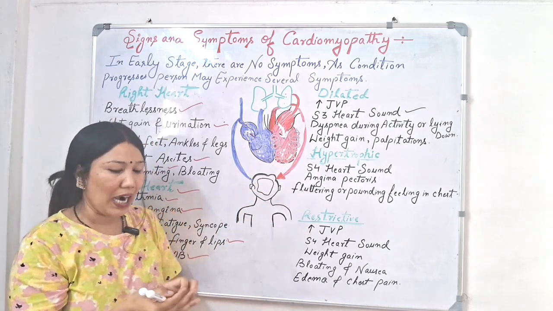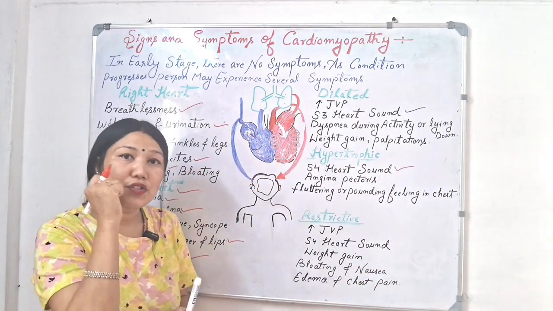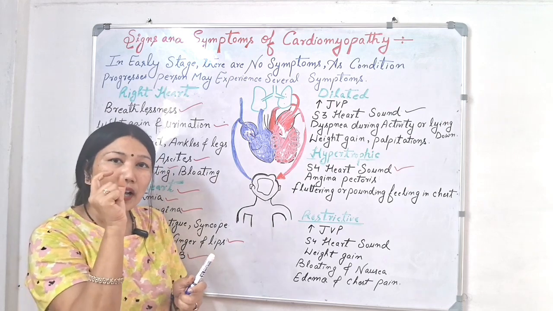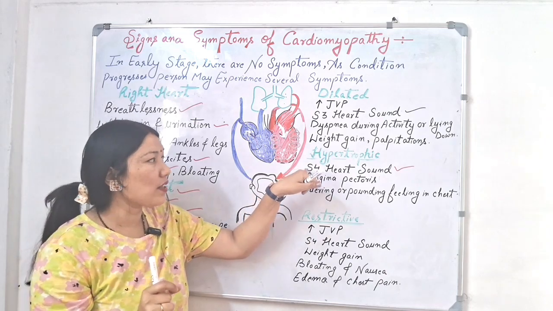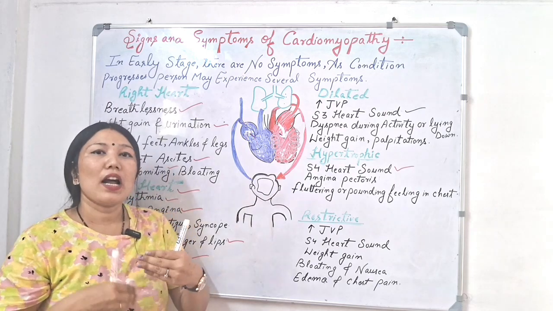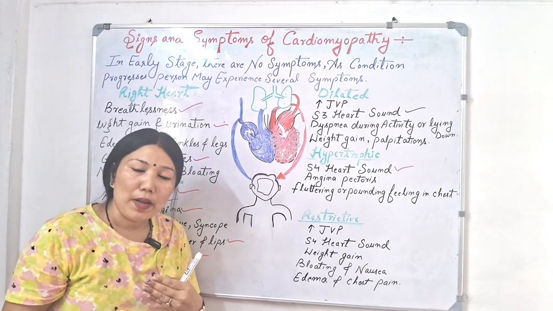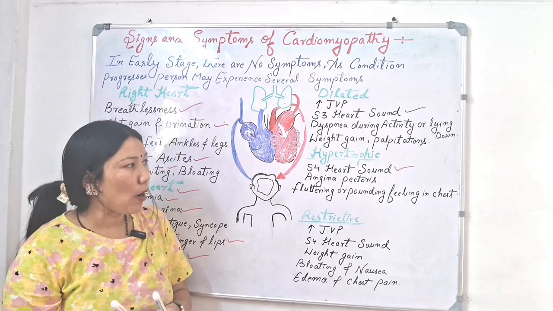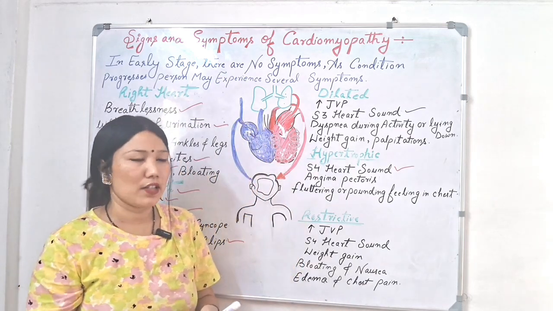There will be an S4 heart sound, because these chambers are very hard and become very stiff. There is thickness in this chamber, so this thickness of the myocardium will create a sound that is called the S4 heart sound. And there is angina pectoris because our heart muscles are not able to receive a sufficient amount of blood for their functioning, so there will be chest pain. Next, we have a fluttering or pounding feeling in the chest. Fluttering and pounding feeling means palpitation in our chest.